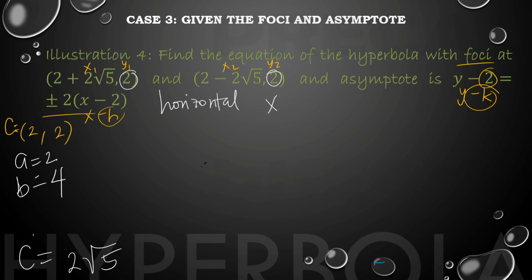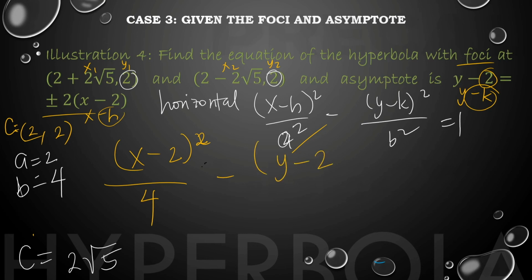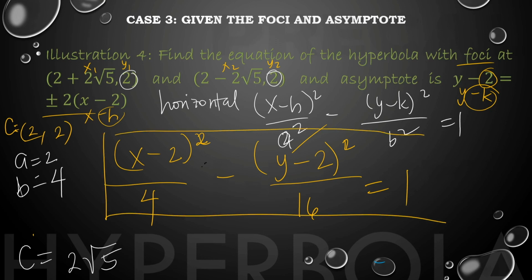So, ang gagamitin natin is yung x minus h squared over a squared minus y minus k squared over b squared is equal to 1. So, the final answer is, direct sub lang natin, x minus yung h is 2 squared over a squared is 2 squared. So, magiging 4 minus y minus k natin is 2 din squared over b squared. So, 4 squared is 16. Is equal to 1. Ito na yung final answer natin.